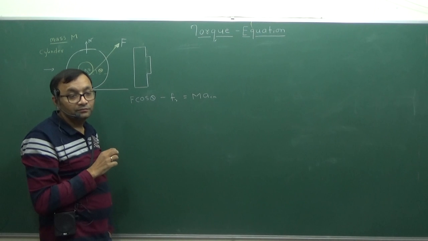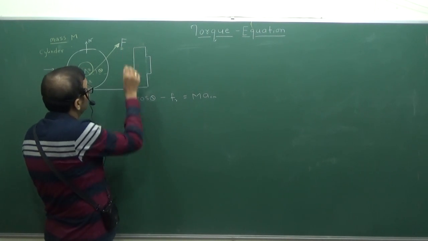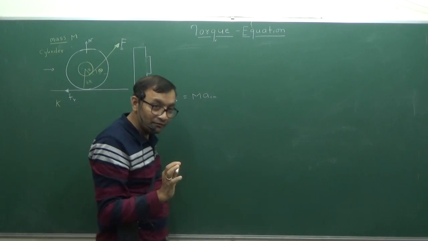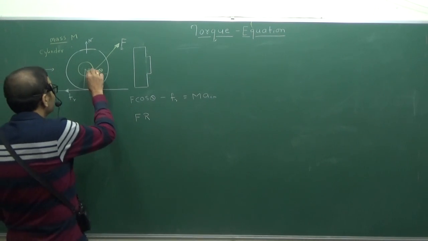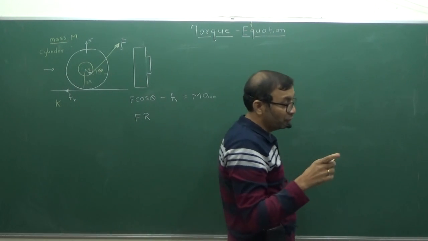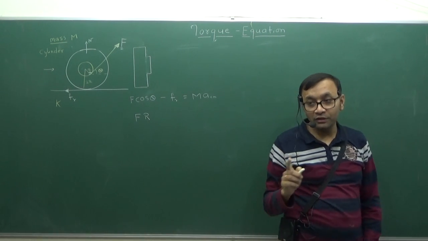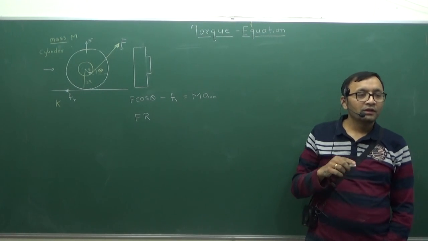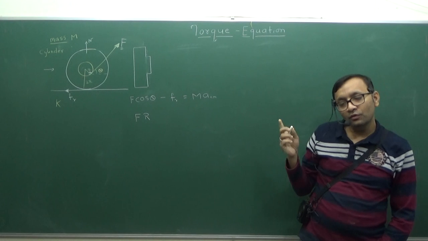Torque equation is what? Torque due to F is what? F into R, simply F into R, because entire force is perpendicular to this distance. To find the component of force, you have to use F cos theta. But in order to find torque, you have to write force into R.